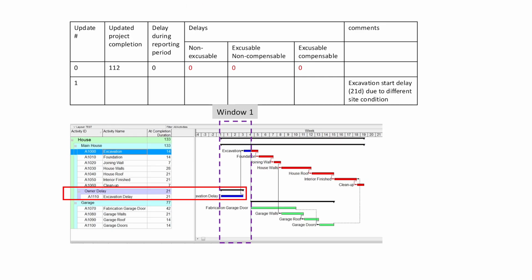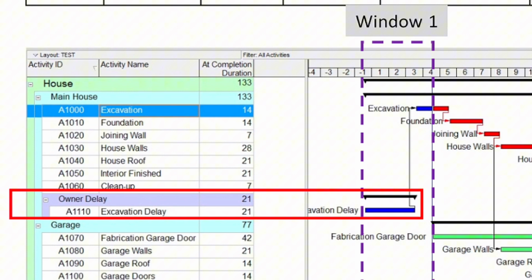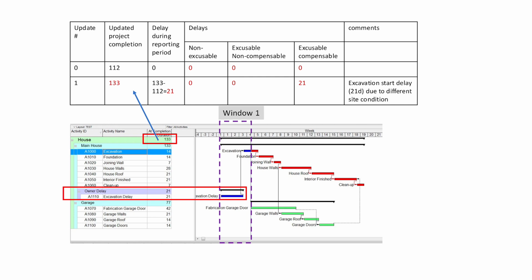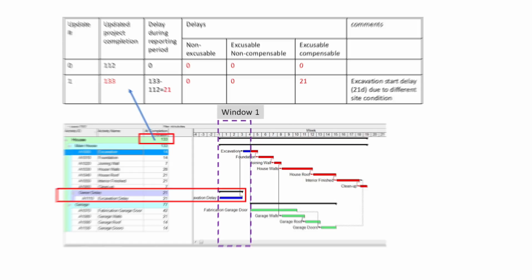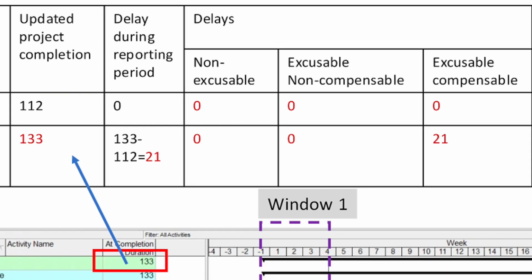Now let's take a look at the first window. During this period, there was an owner-caused delay to the excavation work for the main house. As a result, the project is now projected to finish in 133 days. We'll update this information in our table. Comparing this to the original plan of 112 days, we see a 21-day delay. Now the question is, is this delay excusable? Since it was caused by the owner, yes, the entire delay is both excusable and compensable. That means there's 0 non-excusable delay and 0 excusable non-compensable delay for this window.